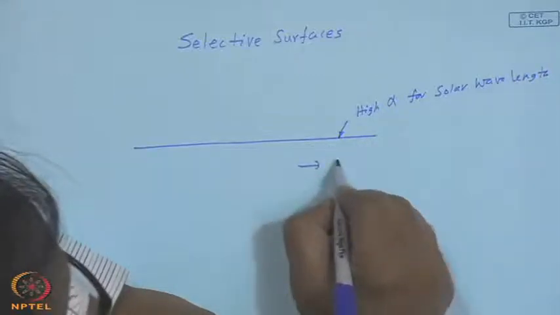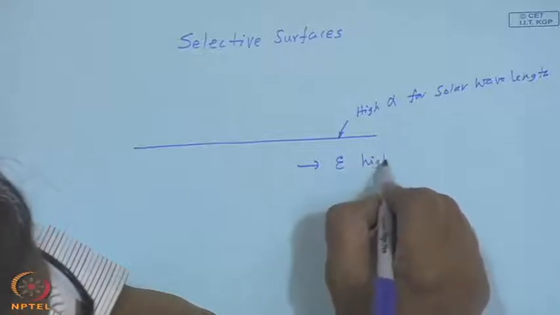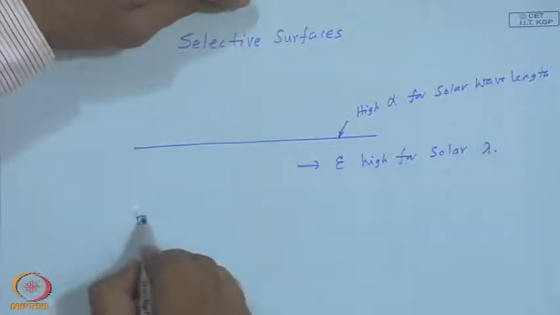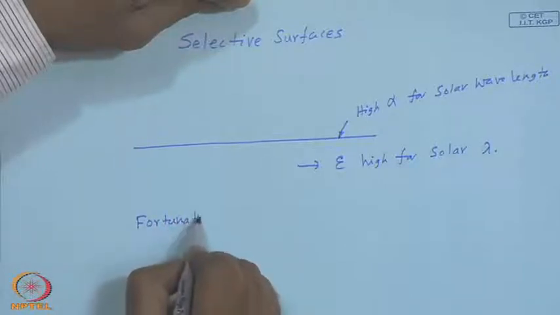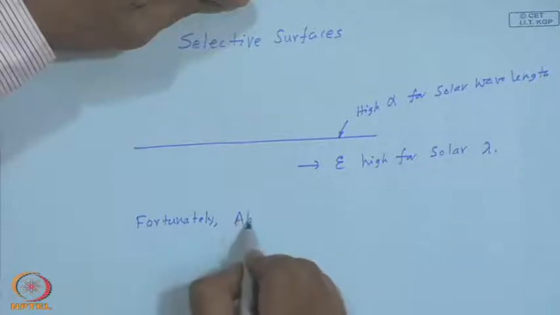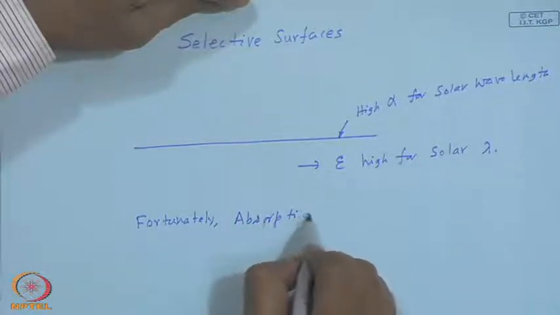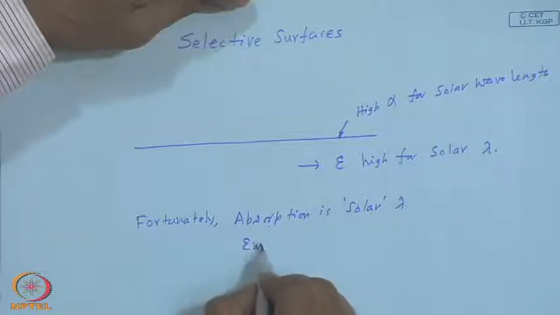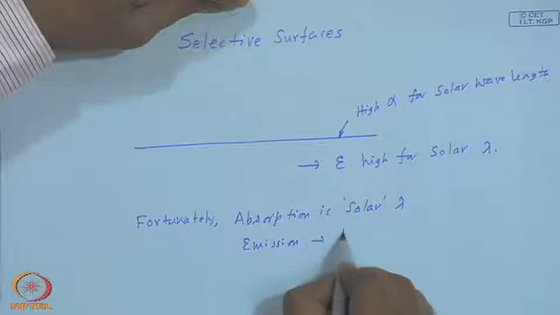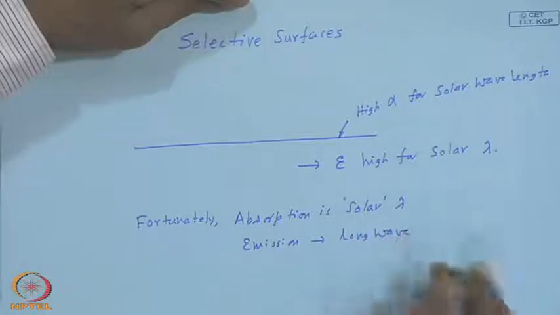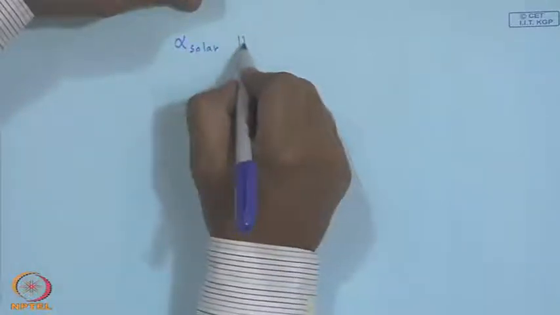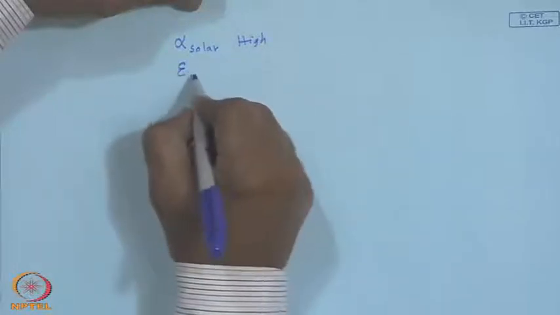So, this implies epsilon also high for solar lambda. But fortunately, absorption is at solar wavelength and emission is long wave. So, we do not violate Kirchhoff's law by choosing alpha solar high, epsilon IR low.